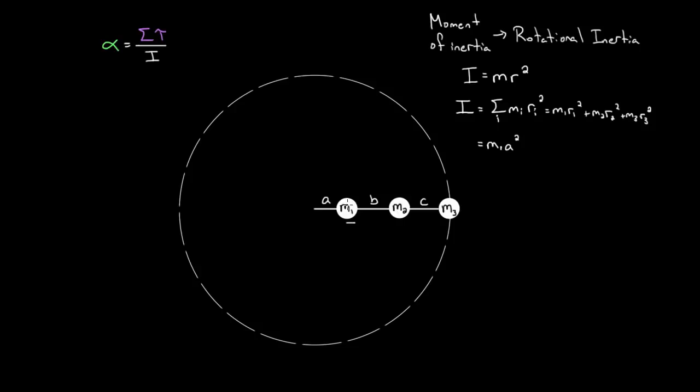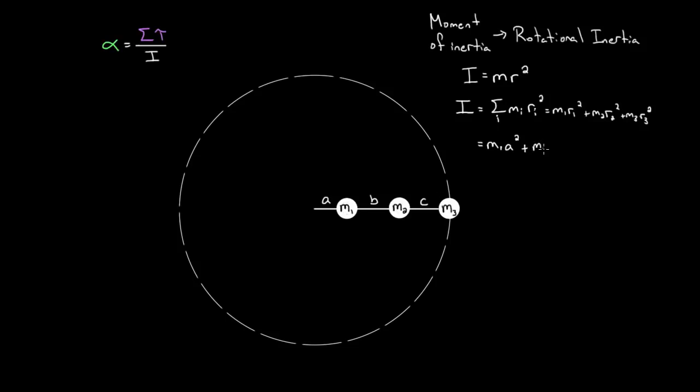I had to draw them big so we can see them, but it's easiest if you consider them to be small because then we don't have to take into account their actual radius. So we'd add to this. That's this m1a squared is just the contribution to the moment of inertia that's being contributed by just m1. So we have to figure out the contributions from each of these other masses.